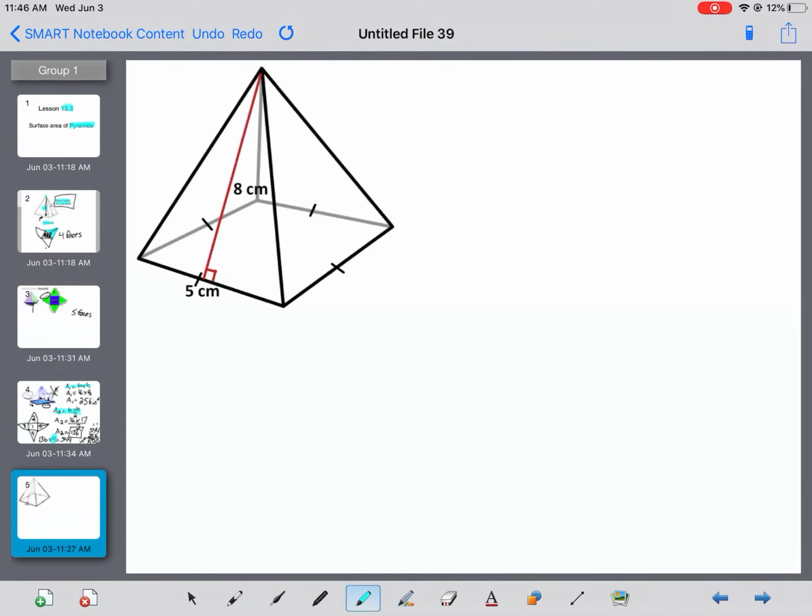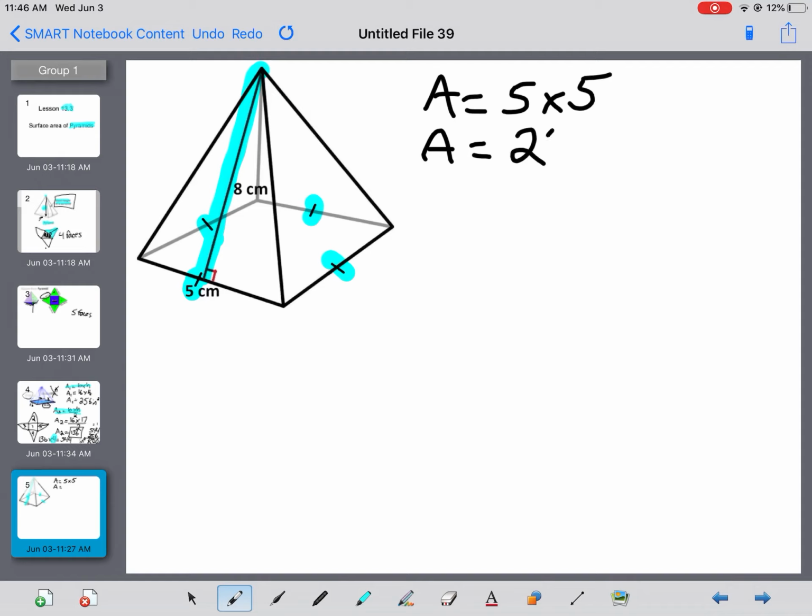This one, fortunately, has told us automatically, here's my base, it's 5 centimeters, and then we have these little notches that show me it's 5 centimeters all around. Then this one only gives me my slant height, which is fine, because that's really all I need, which is 8 centimeters. So again, let's do the area of my square first, which is 5 times 5. Area equals 25 centimeters squared.